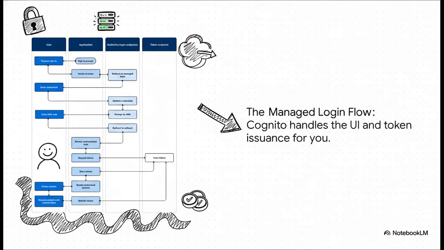This diagram here really shows you just how smooth this whole thing is from the user's perspective. Your app just sends the user over to a login page that Cognito hosts. The user puts in their username and password, maybe an MFA code, and Cognito does all the hard work. Once it's all good, Cognito sends the user right back to your app. But now they have special tokens that prove they are who they say they are. It's super clean and really secure.